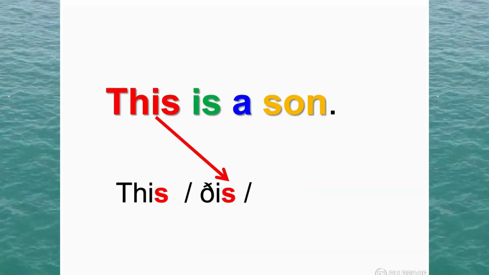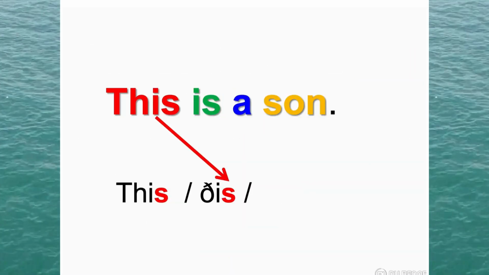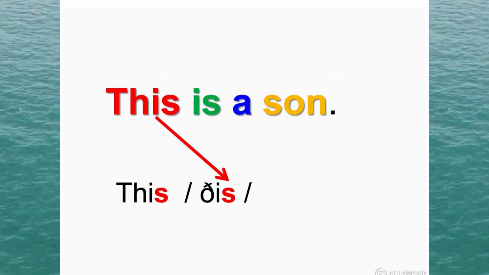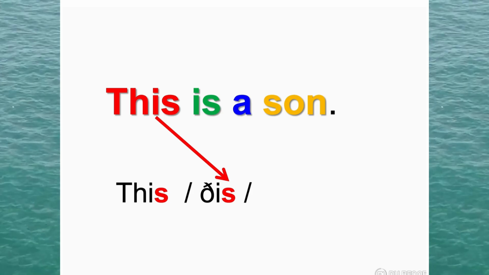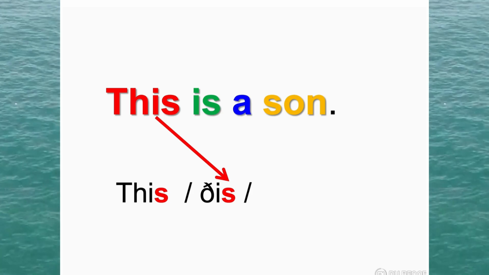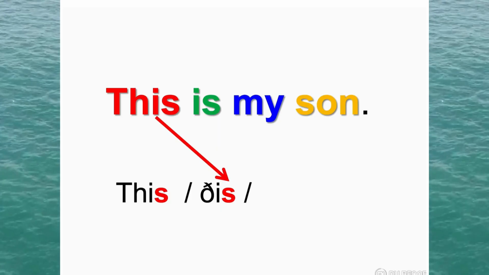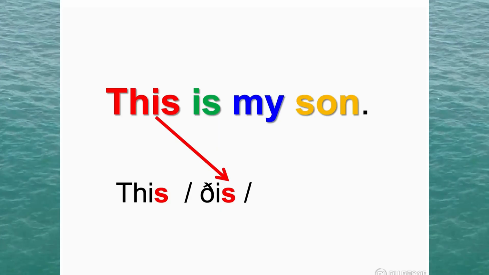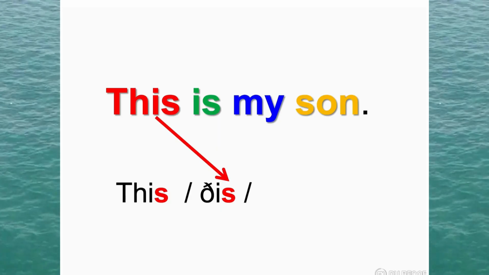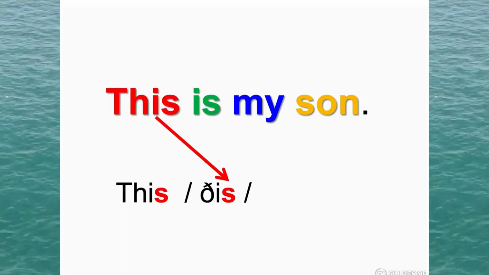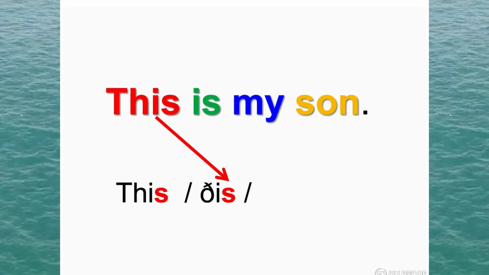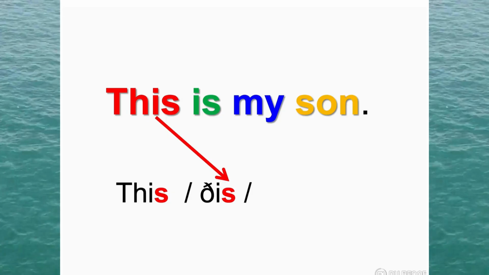This. Example: This is a sun. Look at this word, this. This is a sun. The second example, on the next slide: This is my son. This is my son. So my son is near me.